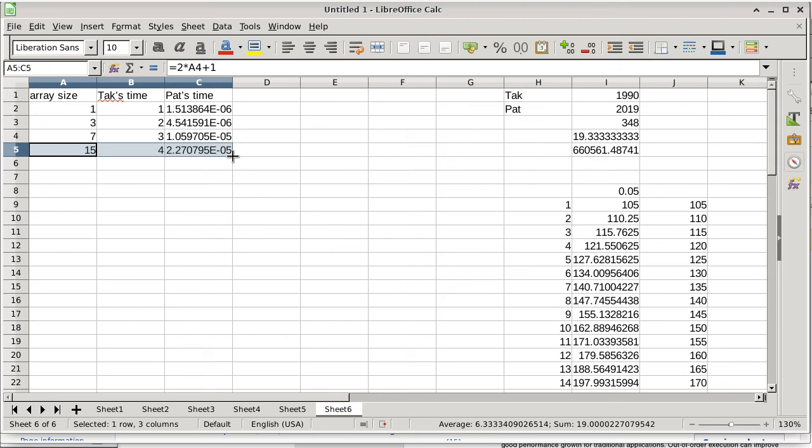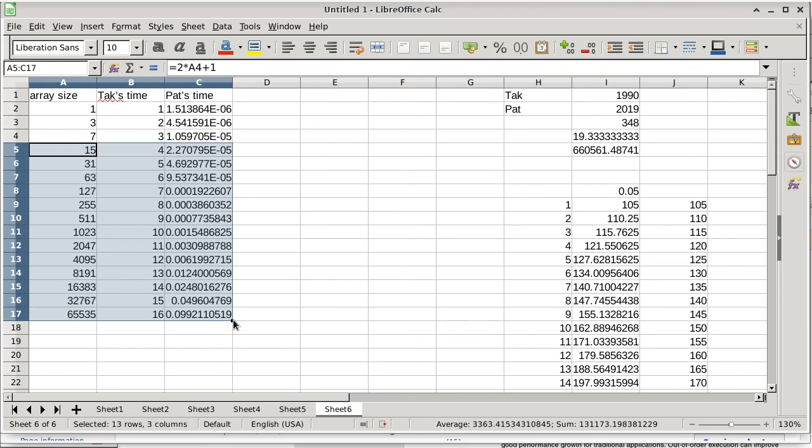And every time, each row is doubling the previous row plus 1 in terms of the array size, okay? What about now? With 65,536 items in the array, I'm still not winning. But do you see a trend? Do you see that the increase of my column is increasing at a very slow rate compared to Pat's column? Okay, so we'll keep going until we say, oh, TAC is winning.